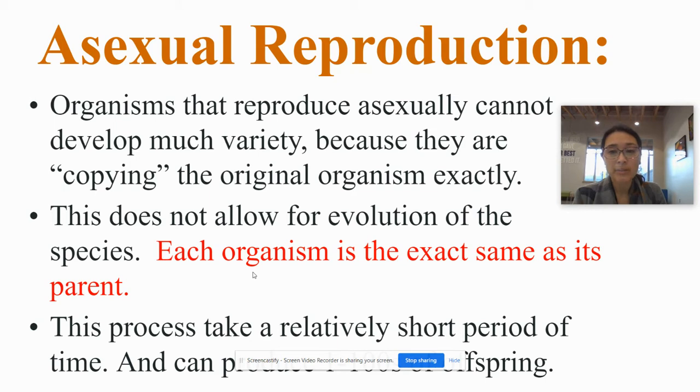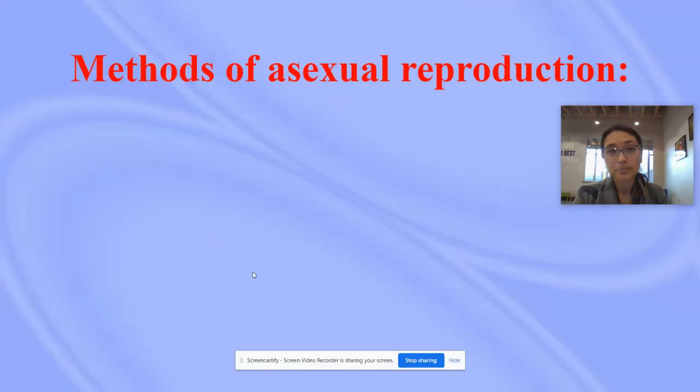This process takes a relatively short period of time. It can produce one to hundreds of offspring. So a good thing, an advantage of organisms that do asexual reproduction, is that it's pretty quick. It doesn't take a long time to produce offspring. Again, you're writing what's in red.